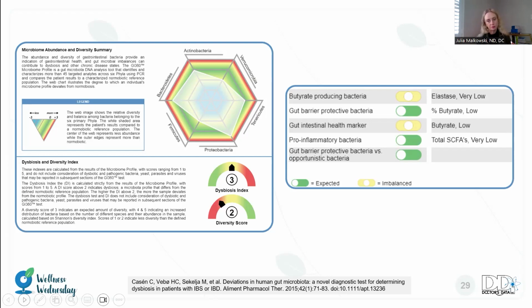And the gut intestinal health marker, that very healthy fecal bacterium prausnitzii, remember, we said it's lower in individuals that are associated with dysbiotic guts. Now, that may be associated with obesity, diabetes. And for this gut health marker to be lower, that's potentially associated with unhealthy colon and potentially inflammation. The pro-inflammatory bacteria are within range, and the gut barrier protective versus opportunistic bacteria are within range.